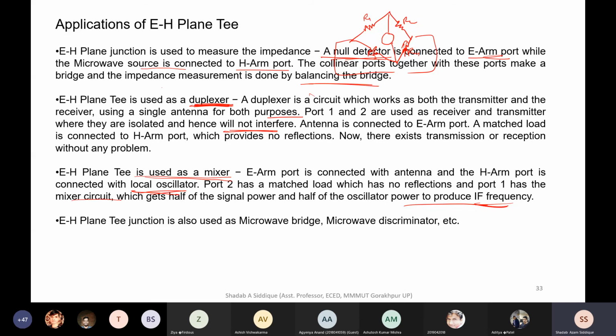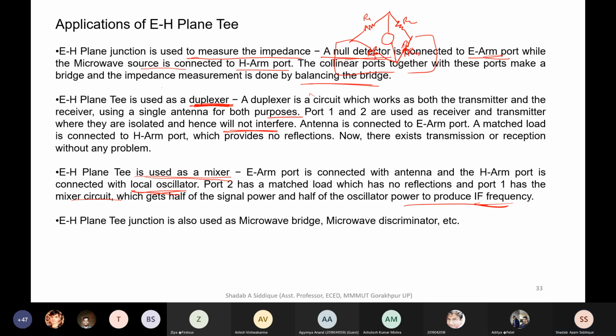So this can be used widely, and the Magic T has many more real-time applications. I have given you the idea about measurement of impedance, duplexer, and mixer. You can find many more applications of the EH plane T.